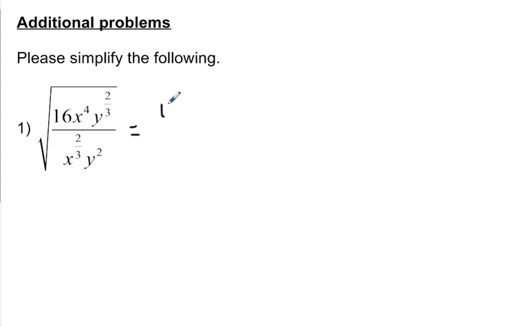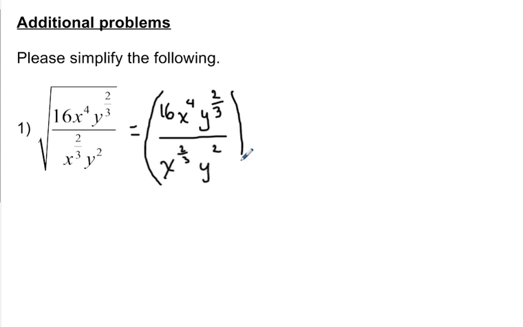So let's write 16x to the fourth y to the 2/3 over x to the 2/3 y squared. And instead of the radical, I'm going to write a set of parentheses. We do know that taking the square root of something is the same as raising it to the 1/2 power. Therefore, all the terms inside the parentheses are going to be raised to the 1/2 power.